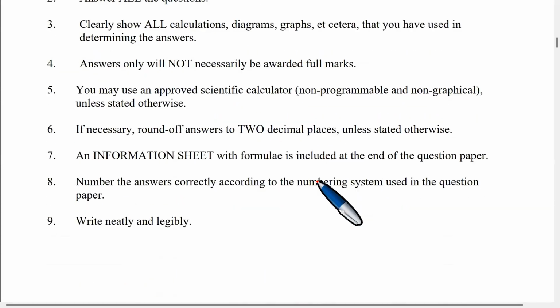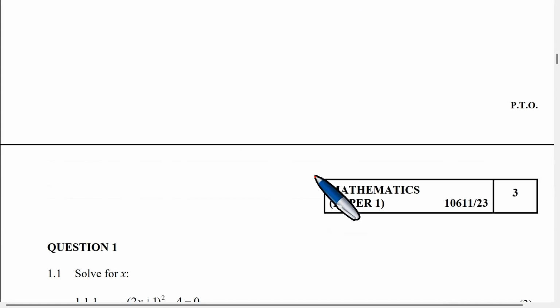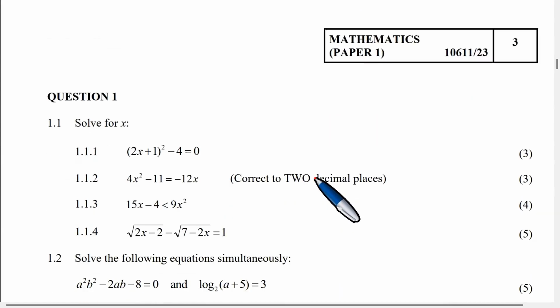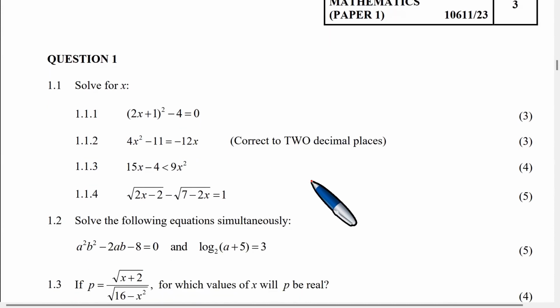Right, the instructions are there, so I've just loaded the full paper here. And now we are beginning our time. It's about 10:30. It's 10:29. Must finish at 12:29. Looking at the first question, 1.1.1. What do we do here to deal with this one?